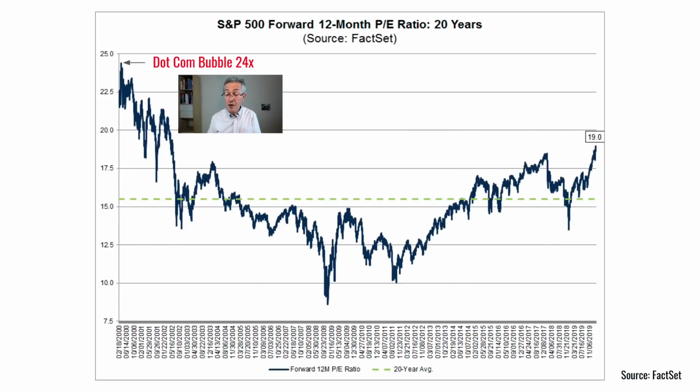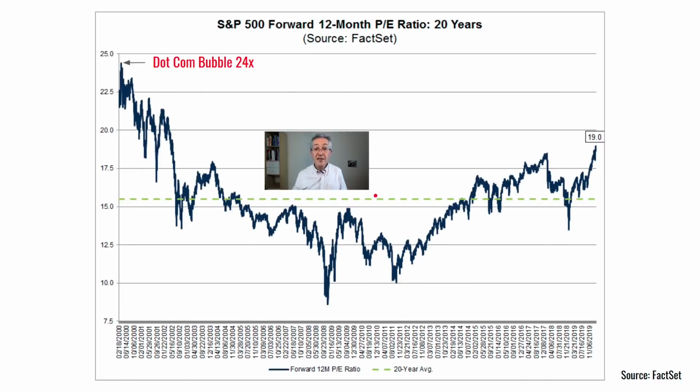But CAPE isn't the only valuation measure which is useful. I personally find the forward price to earnings ratio for the S&P really useful as well, because that factors in all available information based on bottom-up earnings forecasts for individual stocks. And this is a forward-looking measure, whereas CAPE looks back over the previous 10 years. But what you can see above me is that the dot-com bubble peak for the price to earnings ratio was very high. It was about 24 times. And that was much higher than the average price to earnings multiple, which was around 16 at the time.